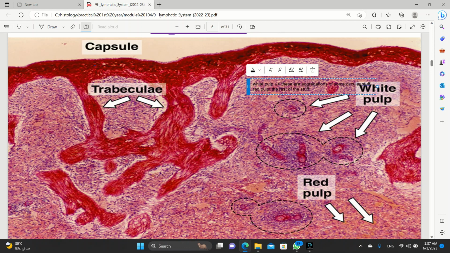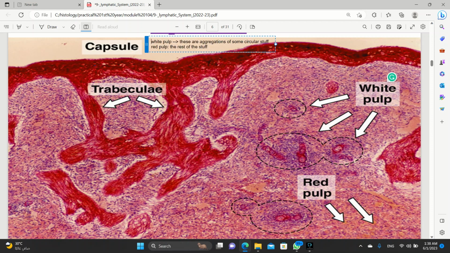So how do we memorize the red pulp and white pulp? When we're done with the capsule, when we're done with the trabeculae, note that when you're just into the spleen itself, the white pulp are some aggregations of some circular stuff. Red pulp is the rest of the stuff. That's a good mnemonic. Basically, if you find aggregated circular stuff like that, I can even mark one by myself here.